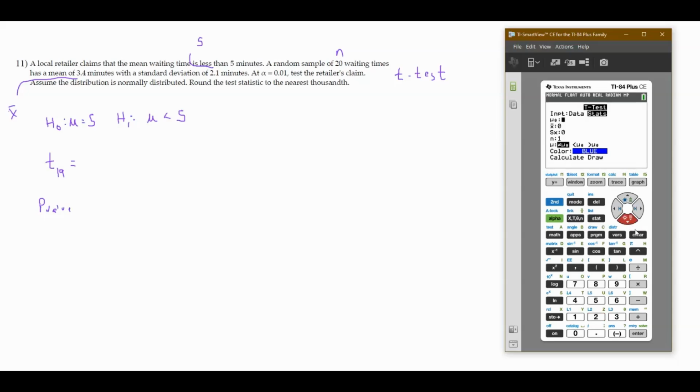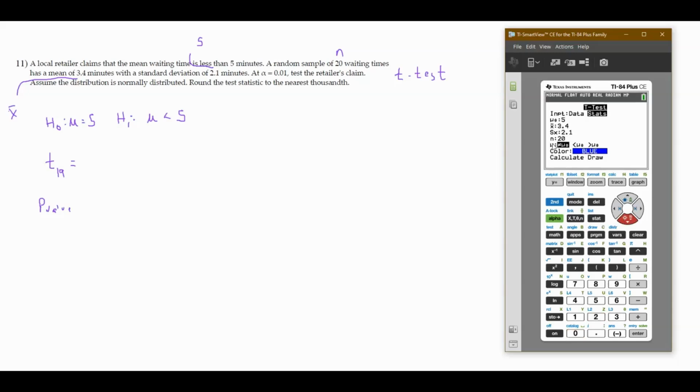Mu 0 is equal to 5. That's the null hypothesis mean. X bar is the mean from the sample, which is 3.4. S is the standard deviation from the sample, which is 2.1. If you were given a data list, you could put the data in the list, run one var stats, it would copy these numbers over, or you could highlight data and say, hey, it's there in L1 or L2, wherever you put it. N is 20.